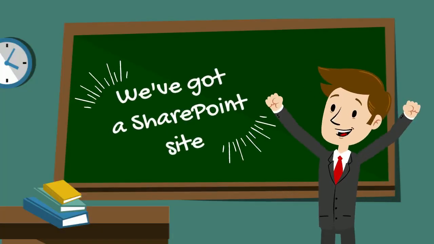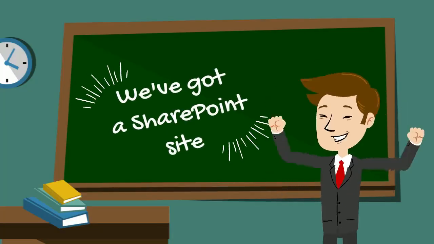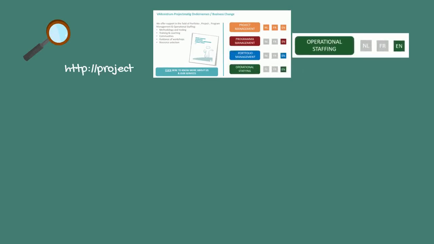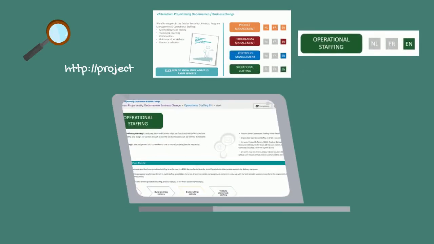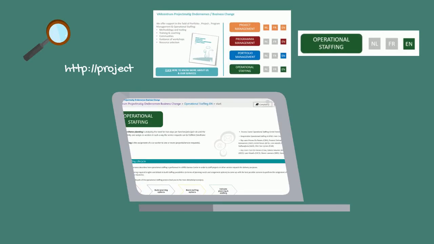Did you know we've got a SharePoint site? You can reach our SharePoint site by typing in project in your browser. You will then land on the general SharePoint page of the vakcenter Projectmatig Ondernemen Business Change. There you can click through to the operational staffing site.